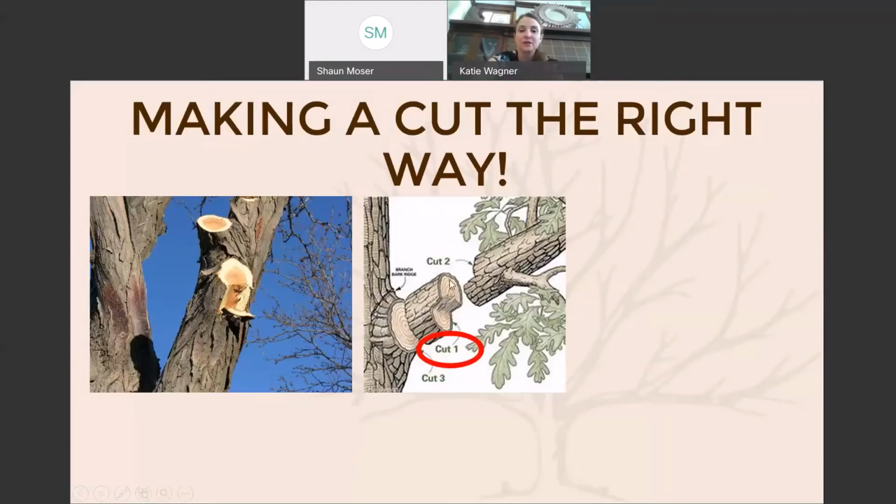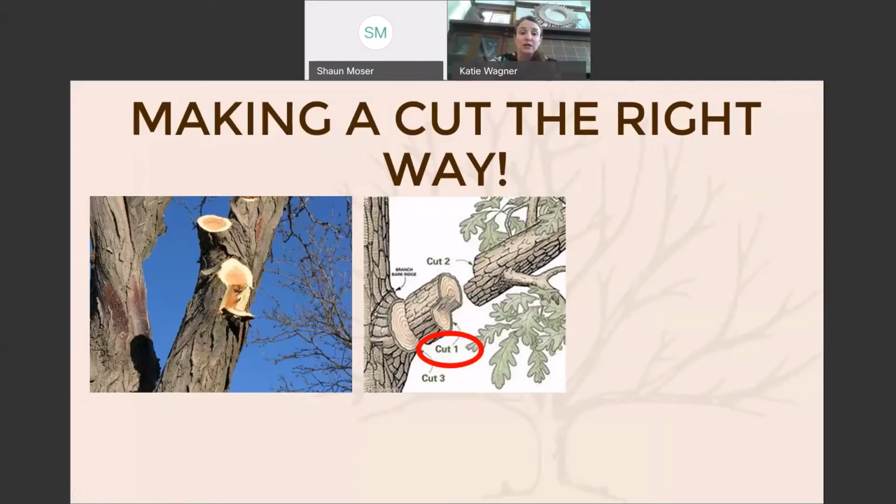If it does start tearing, you can see this tried to start tearing here. It's going to stop where you made that cut one, so you're not going to get this ripping or tearing action down the trunk. And then our cut 3 is our cut that we make between the trunk and the branch. We're making that cut outside of the branch bark ridge and the branch collar, which is kind of a natural swelling point. It's the transition of trunk to branch in the tree.